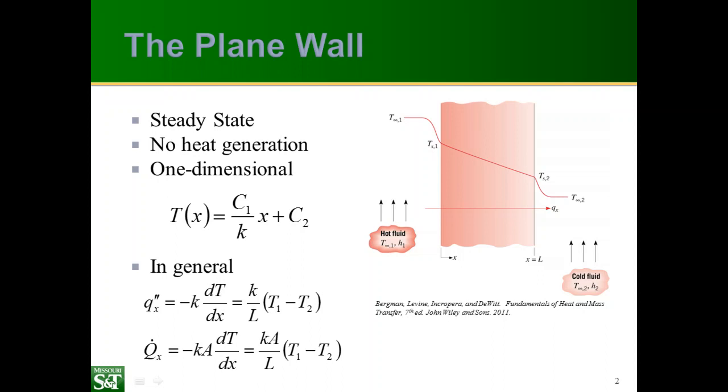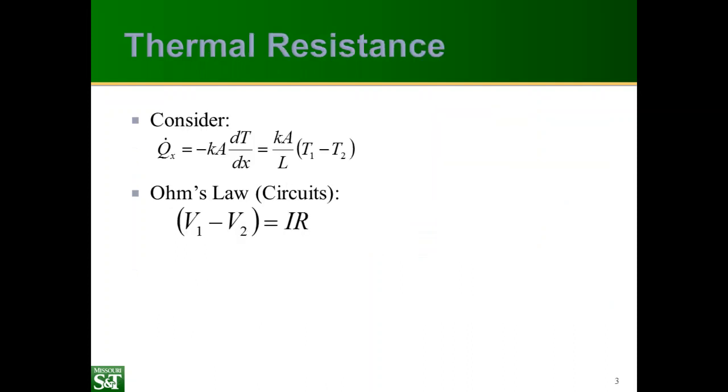So we can actually use this idea. This is a simple case. There's just a single substance with two temperatures, one on either side. But we can actually use this idea to solve more complex systems. We're going to look at this idea of thermal resistances. In heat transfer, we have the heat rate is equal to kA over L times delta T.